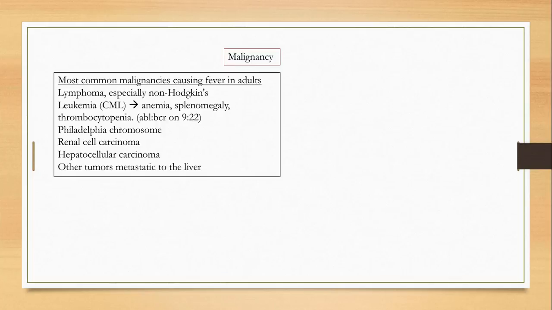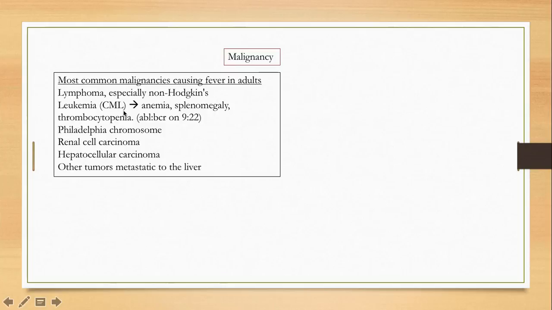And then the next category is malignancy. So we all know that cancers can also cause fever, usually low grade and usually chronic, and these patients present with multiple other symptoms as well. So the most common cancers that cause fever in adults would be your Hodgkin's and non-Hodgkin's lymphomas that present with constitutional symptoms, fever being one of them.